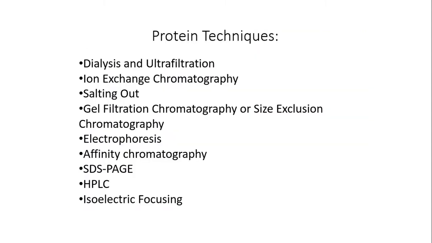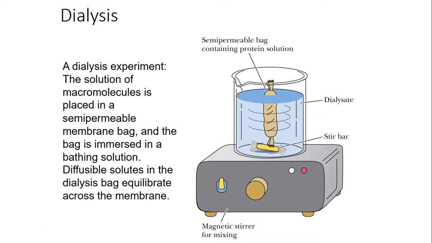Okay, now we're going to talk about protein techniques, of which there are quite a few. These basically are used for isolating proteins and separating a protein of interest that you want to study. For example, we'll look at dialysis, filtration, ion exchange chromatography, salting out, gel filtration chromatography, electrophoresis, affinity chromatography, SDS-PAGE, HPLC, this is high pressure liquid chromatography, and isoelectric focusing. So let's look at dialysis first.